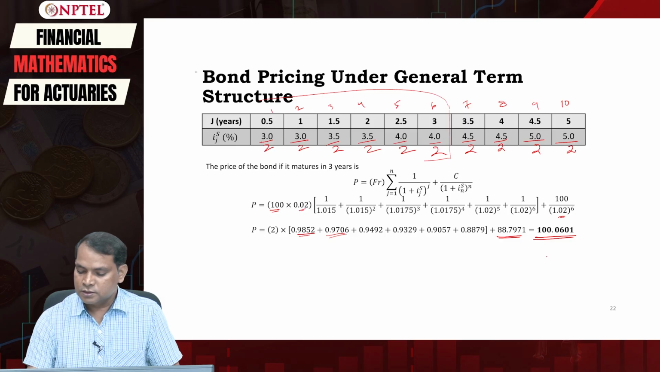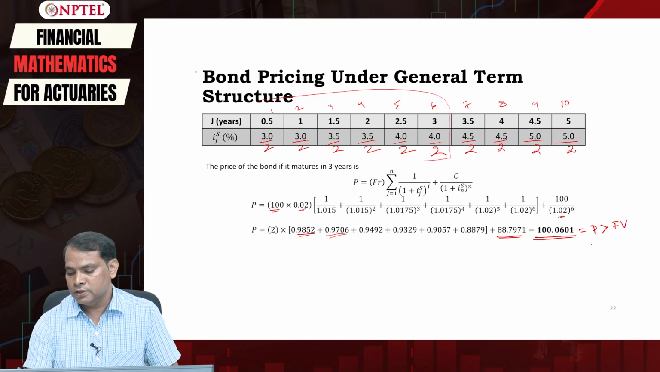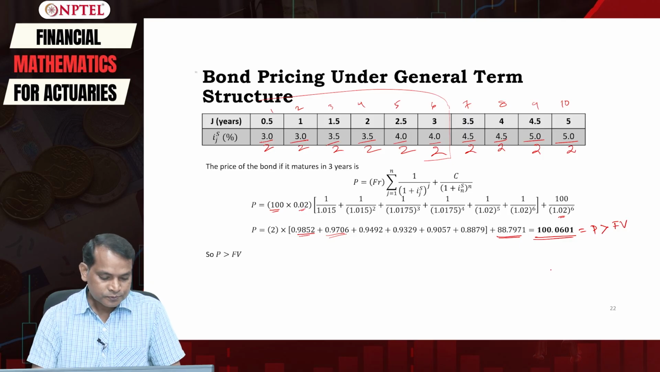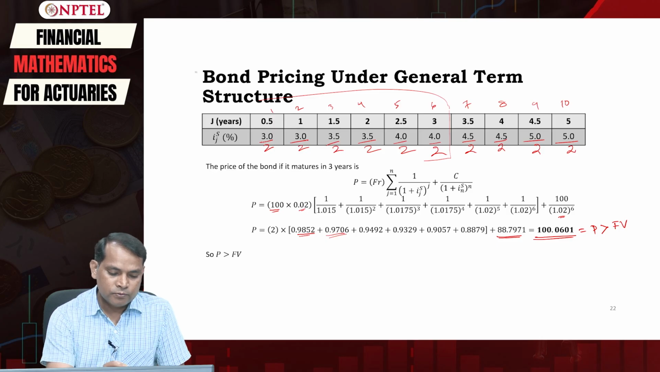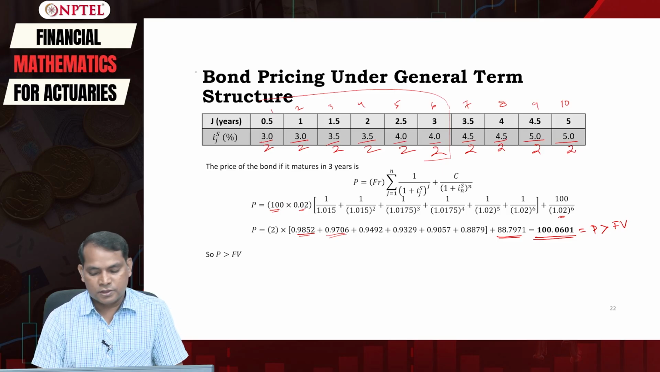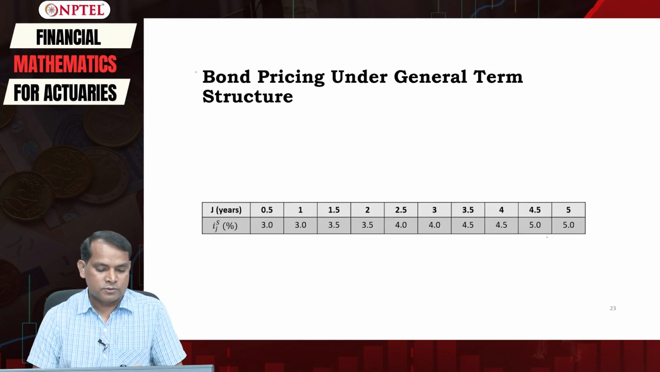So, what does this say? It says that this value, the price, is greater than the face value. The price is greater than the face value if we have computed the 3-year bond. The price of the bond if it matures in 3 years will give us 100.060.